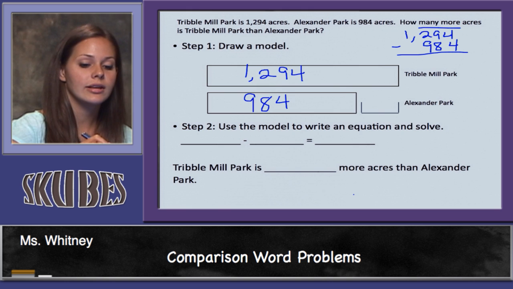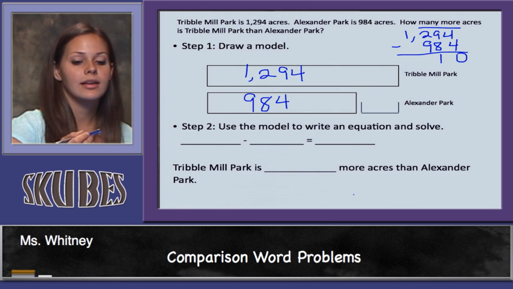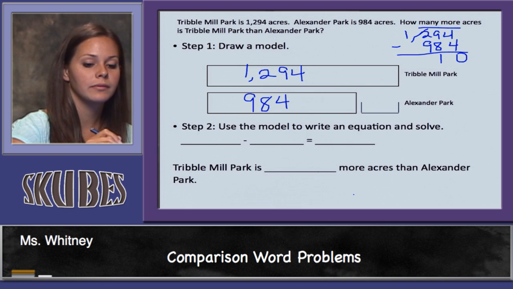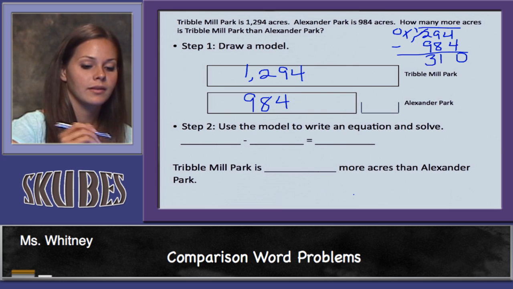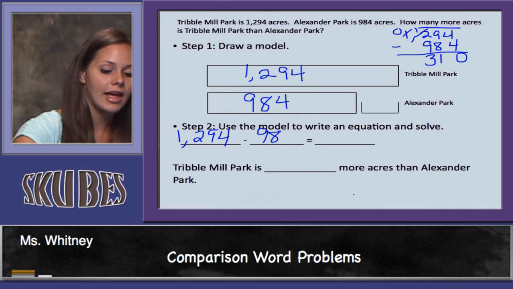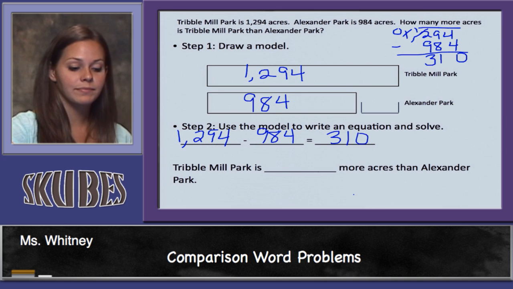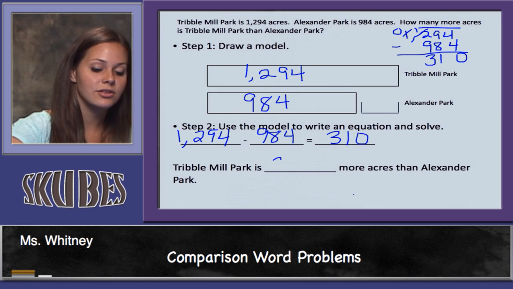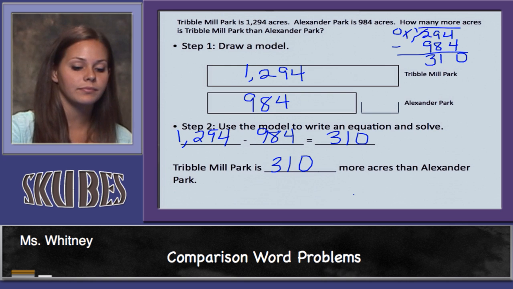4 minus 4 is 0. 9 minus 8 is 1. Now we have to regroup. We have 12 minus 9, which is 3. So our equation is 1,294, take away 984 to get the difference of 310. So Tribble Mill Park is 310 more acres than Alexander Park.